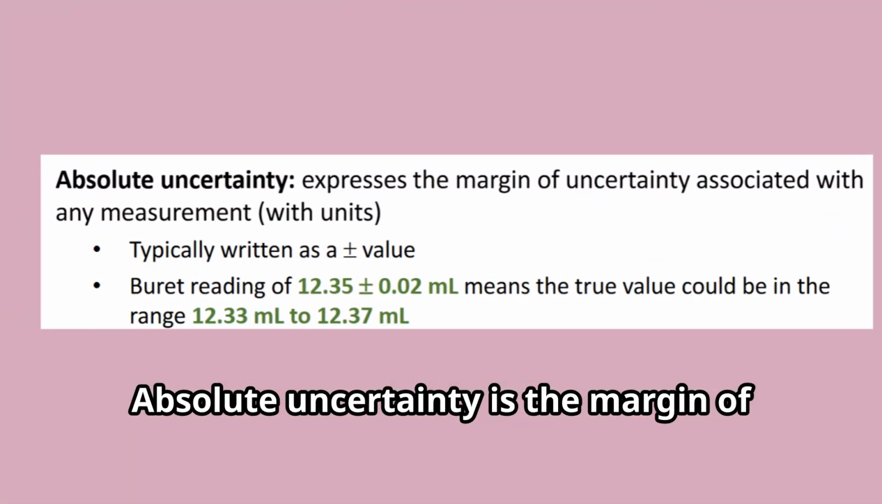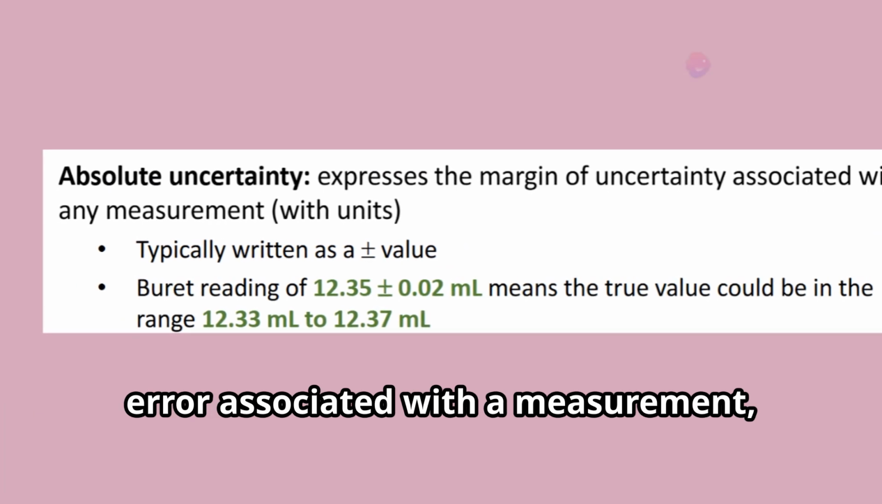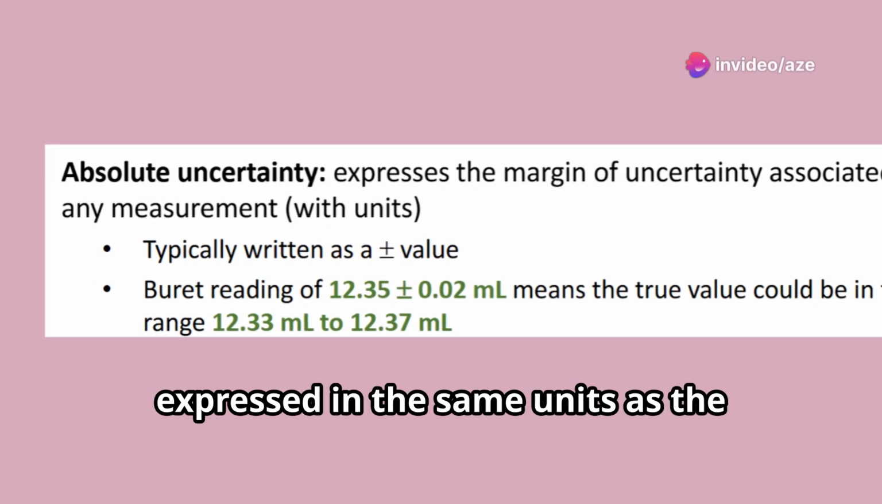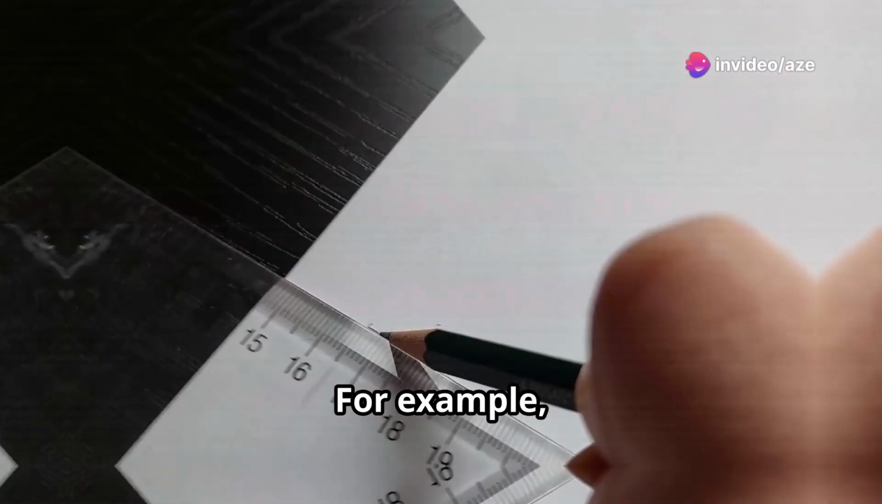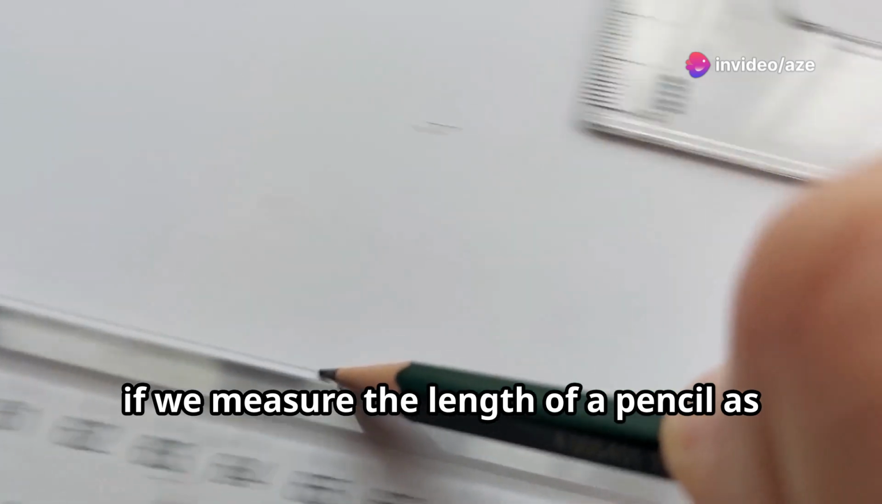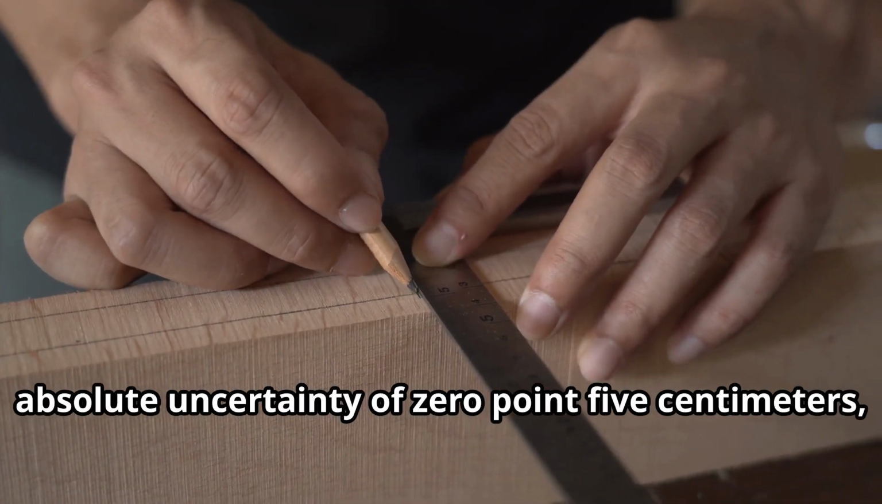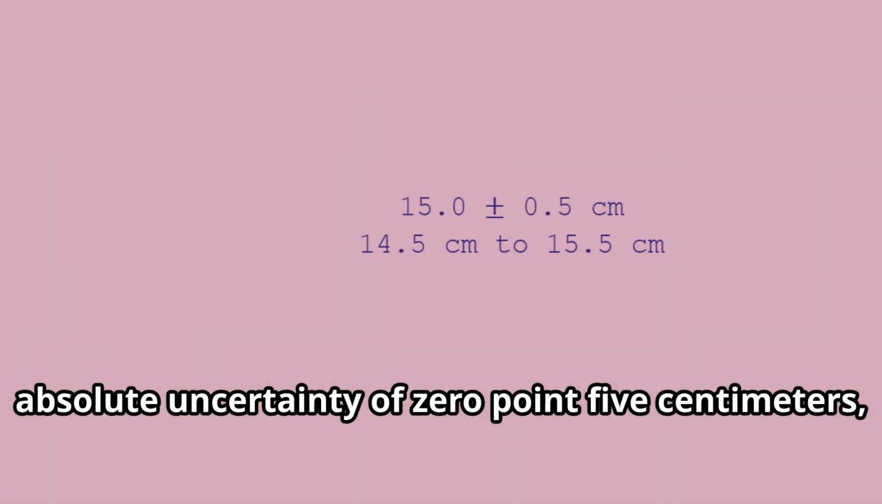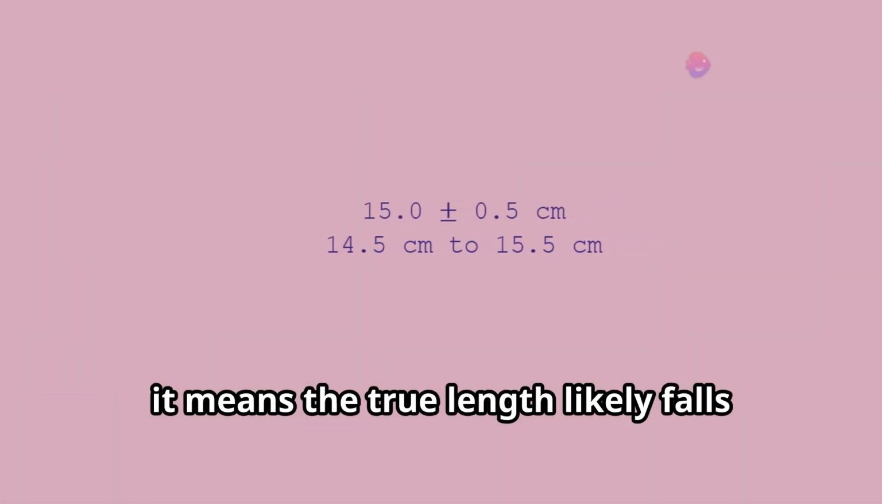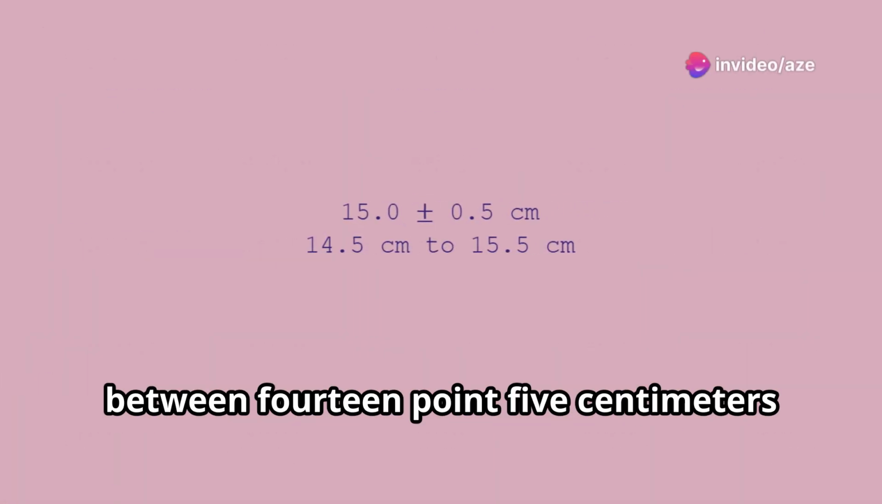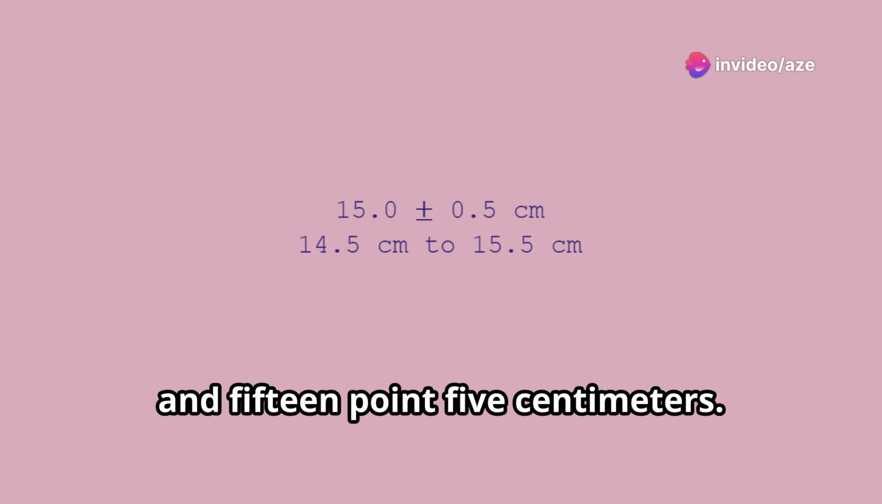Absolute uncertainty is the margin of error associated with a measurement, expressed in the same units as the measurement itself. For example, if we measure the length of a pencil as 15.0 centimeters with an absolute uncertainty of 0.5 centimeters, it means the true length likely falls between 14.5 centimeters and 15.5 centimeters.